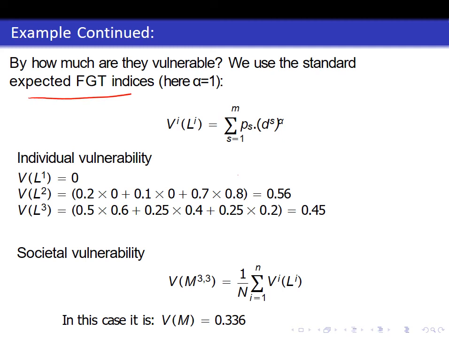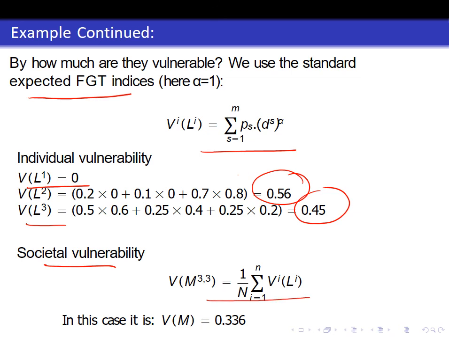Once we identify the vulnerable, we can calculate their level of vulnerability using the standard FGT indices, where the probability and the deprivation for the different states for each individual are given by the vulnerability matrix. Individual 1 is not identified as vulnerable and hence has value 0. For individual 2 and individual 3, using the vulnerability matrix, we calculate their level of vulnerability, and the societal vulnerability is a simple average of the level of vulnerability faced by each individual.